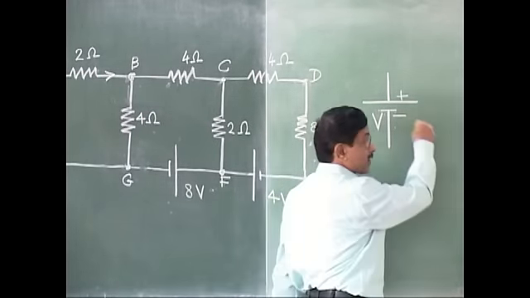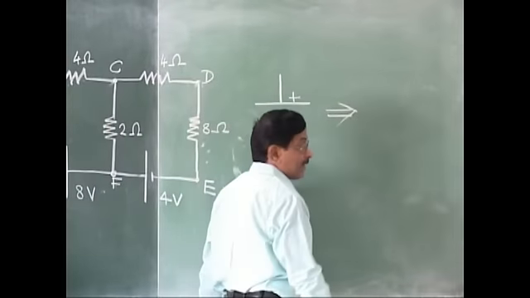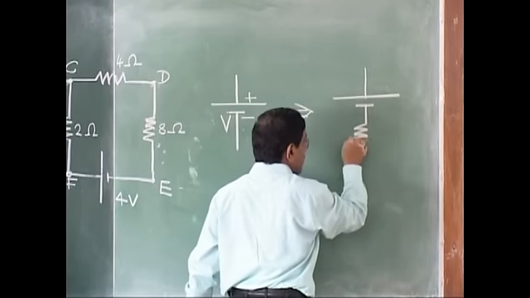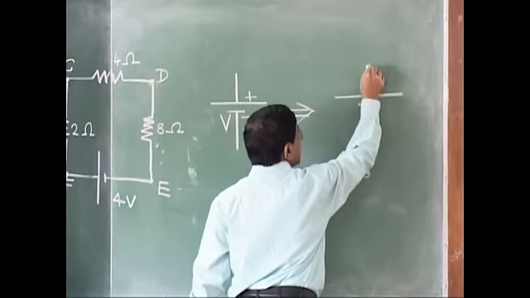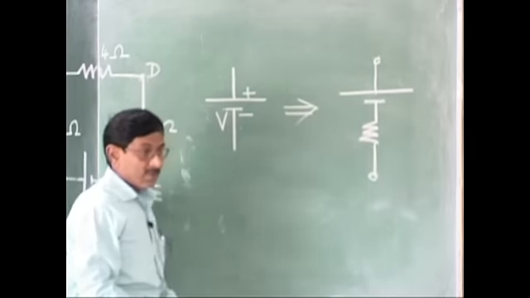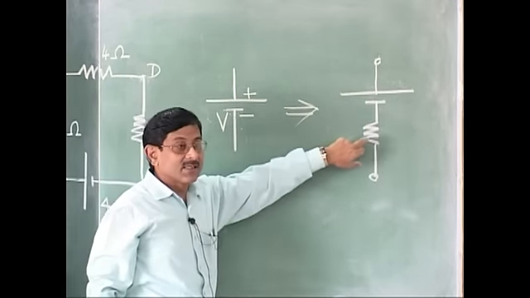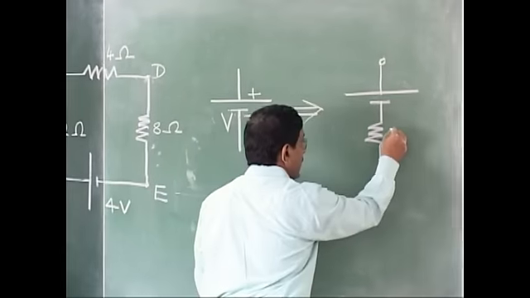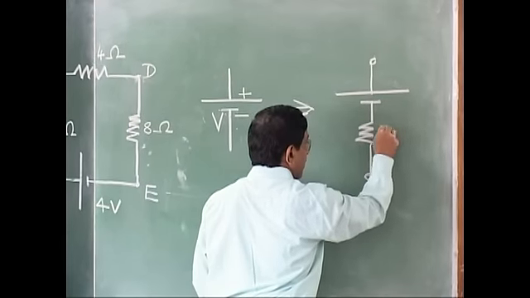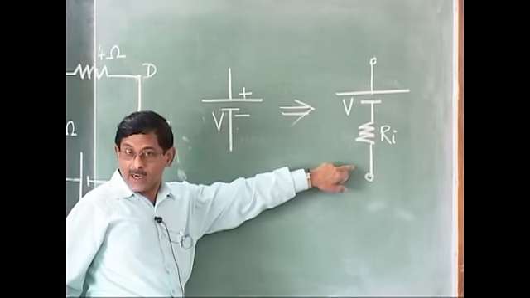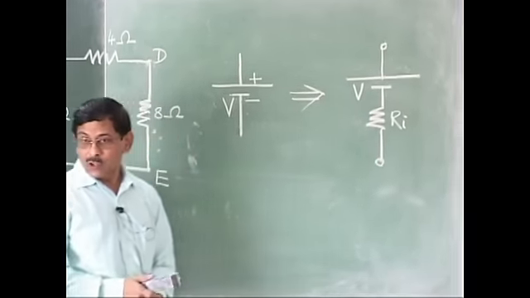So the source finally practically becomes like this. Its value will be shown like this and one resistance in series. So this is the circuit for a practical source. Whatever is the internal resistance, you have to show by a resistance symbol. So here you may call it Ri or whatever, and this may be again the EMF. So ideal, practical. Similarly, what is the current source?